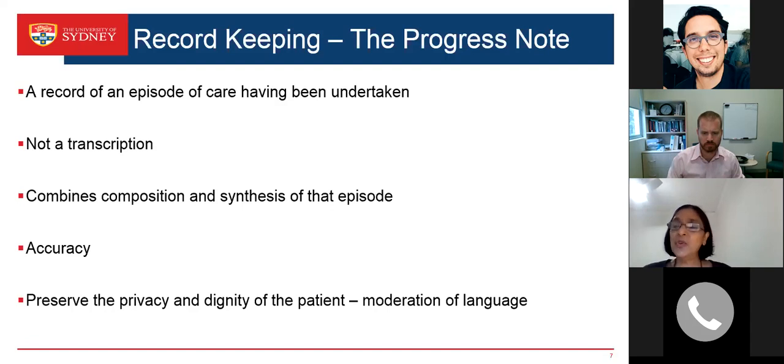It shouldn't be a transcription per se. Like everything in that record shouldn't really be he said, she said. I mean, there are exceptions to that, but it's not a straight out transcription. It's a composition and a synthesis of what happened in that session. It needs to be accurate. You don't want to compromise accuracy, but because you're trying to preserve the privacy and the dignity of that person, it can't simply be a transcription. The language has to be moderated. It needs to be accurate.